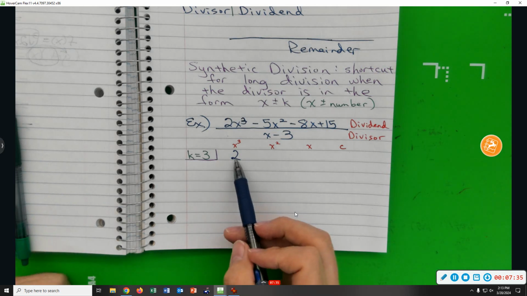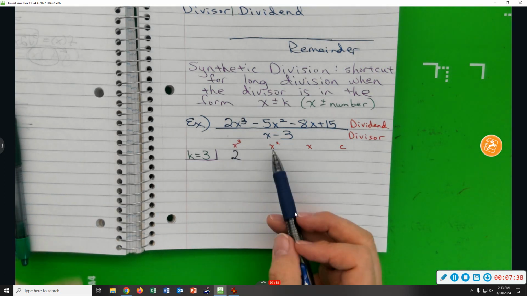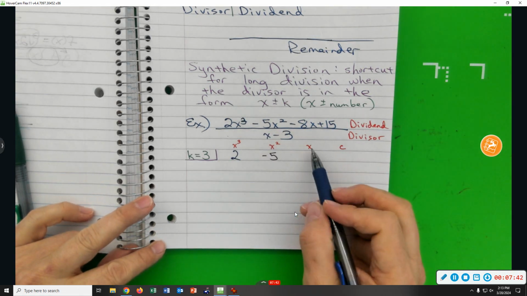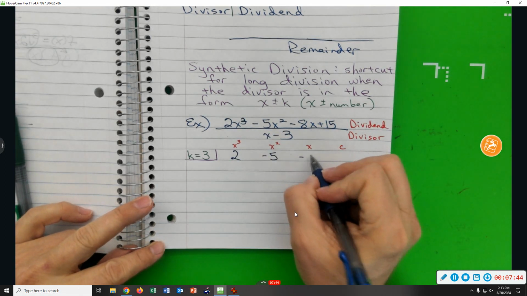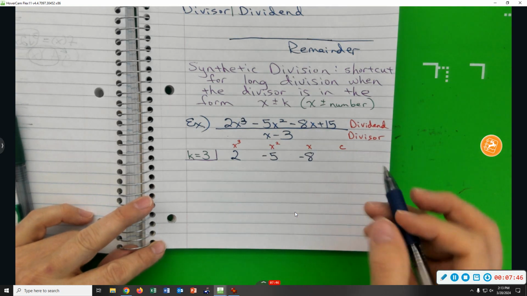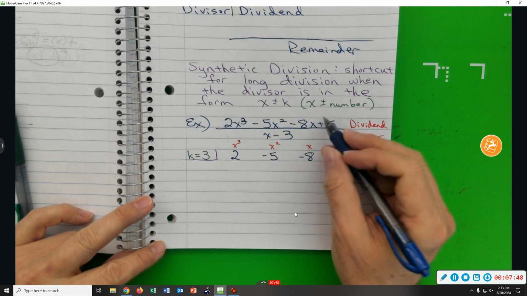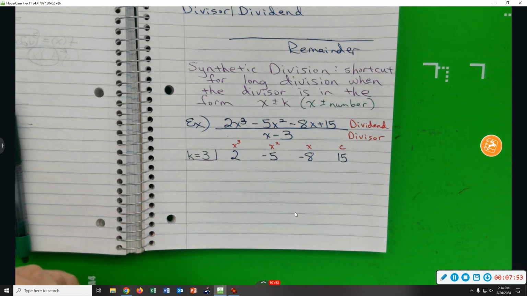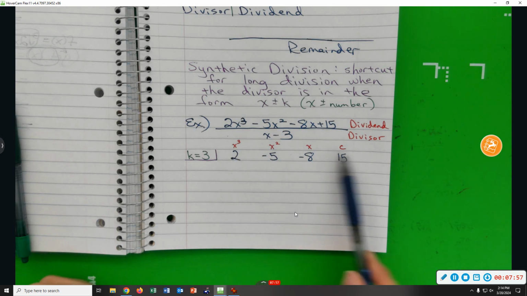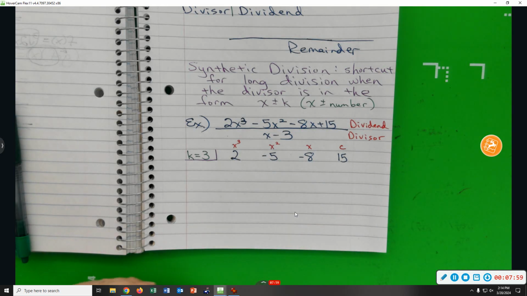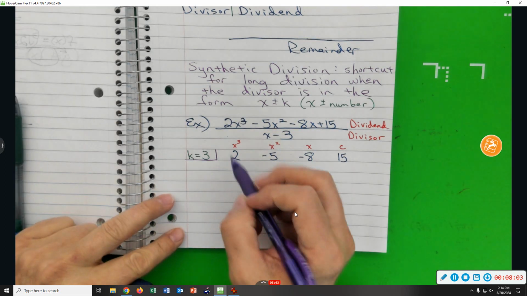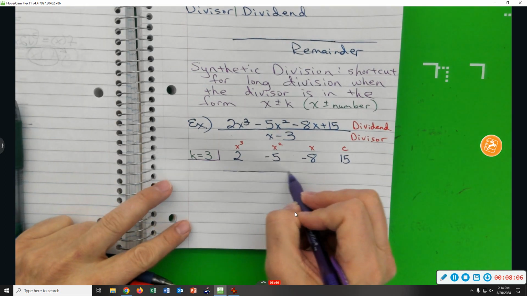The coefficient of x cubed is 2. The coefficient of x squared is negative 5. The coefficient of x is negative 8. The constant itself is a positive 15. So counting the labels, it's going to be 4 lines. If you count the x cubed, x squared, and so on, it'll take 4 lines on this paper. I draw a horizontal bar, I skip a line, and I draw an equal bar.